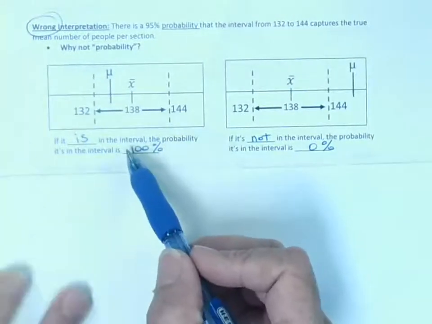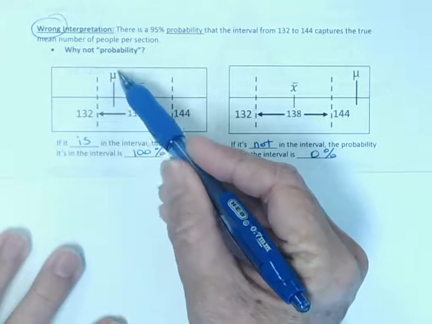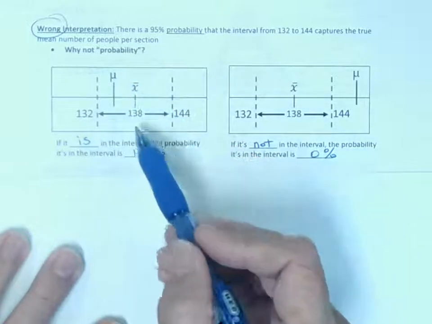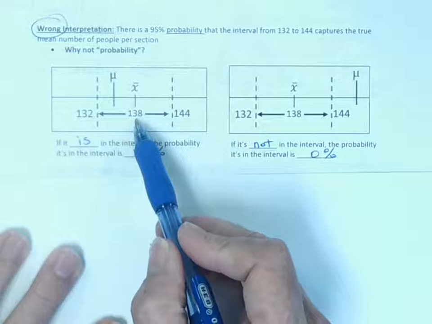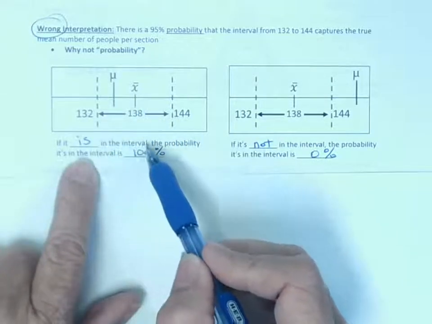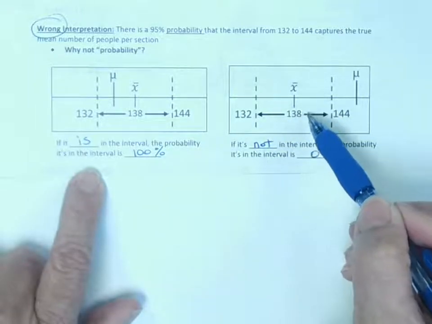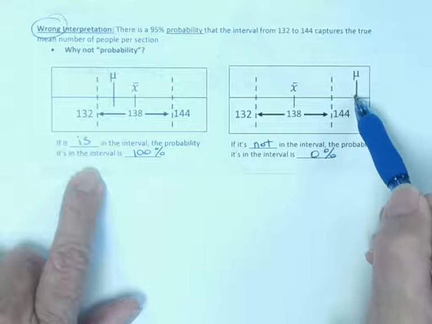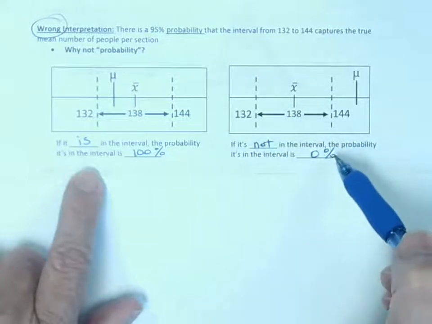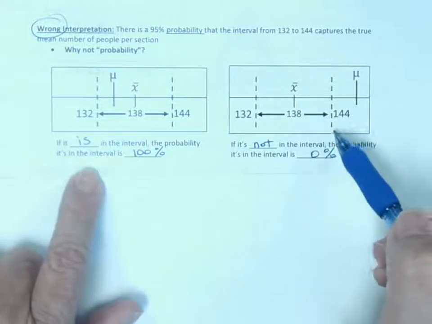And so here's my picture. If this is the true mean number of people per section, and it is in this 95% confidence interval, then the probability is 100%. In this image, if the true mean was over here, it's outside the interval from 132 to 144. So the probability of it being in there is 0. It's not in there.